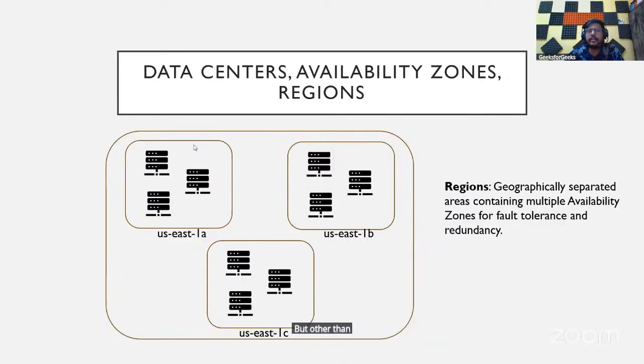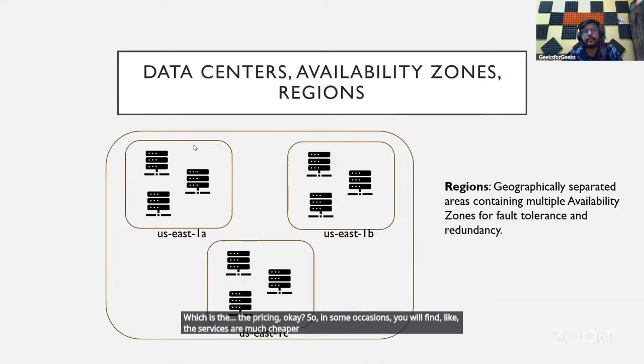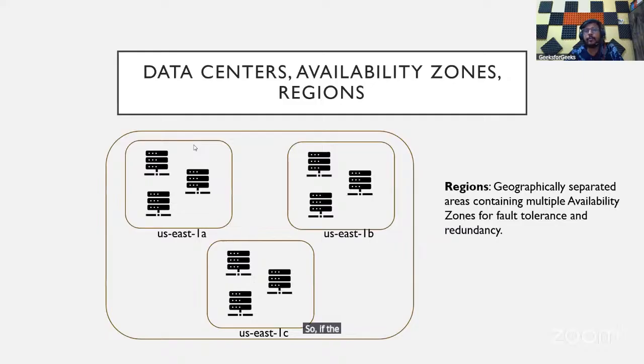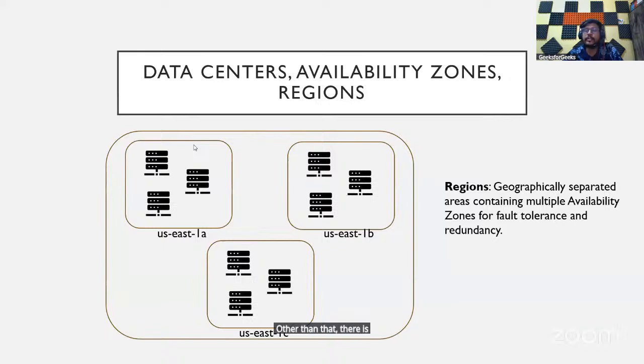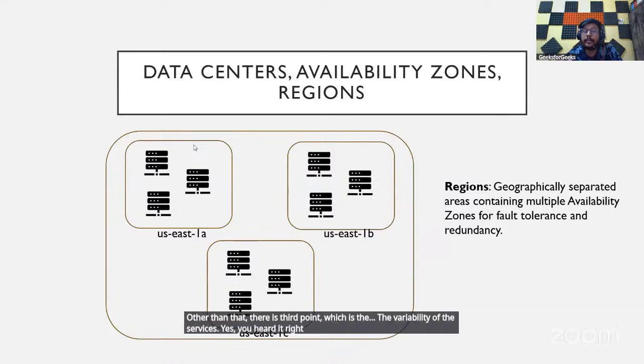But other than that, there are a few other factors which you can consider, which is the pricing. In some occasions you will find the services are much cheaper in other regions. So if pricing is your priority, you can choose your region in that way as well. Other than that, there is a third point, which is the availability of the services. Yes, you heard it right, the availability of the services. It's not the case that all of the AWS services are available in all of the regions.